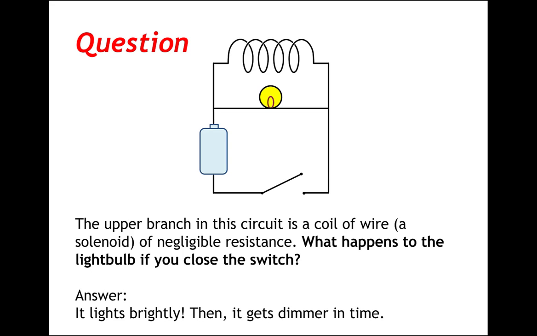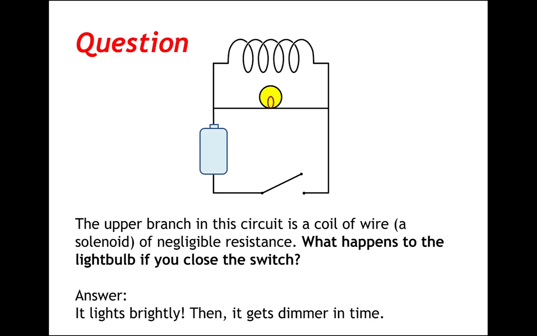Believe it or not, as soon as you close the circuit, the light bulb will light brightly, but then it'll get dimmer in time. And that is in contrast with the previous example. In the previous example, we just had a straight wire shorting the circuit. And we would think that this coil of wire in this example would short the circuit too, causing most of the current to bypass the light. But that doesn't happen.